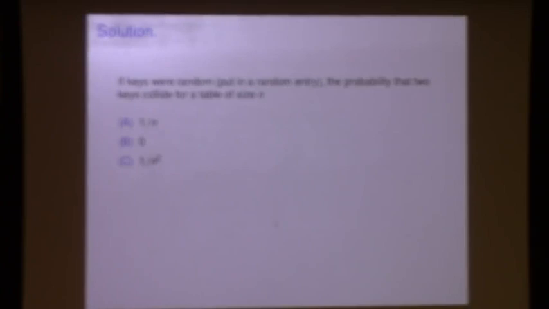What's the probability? Yeah, it's 1 in n. The first one goes to some entry. You don't care where the first one goes. Now, if you think about the second key being random, and it just being mapped to a random location, the first one went to some entry, and there's n entries. The second one is equally likely to go to any of the entries. So the probability it goes to the same entry as the first guy is 1 in n.